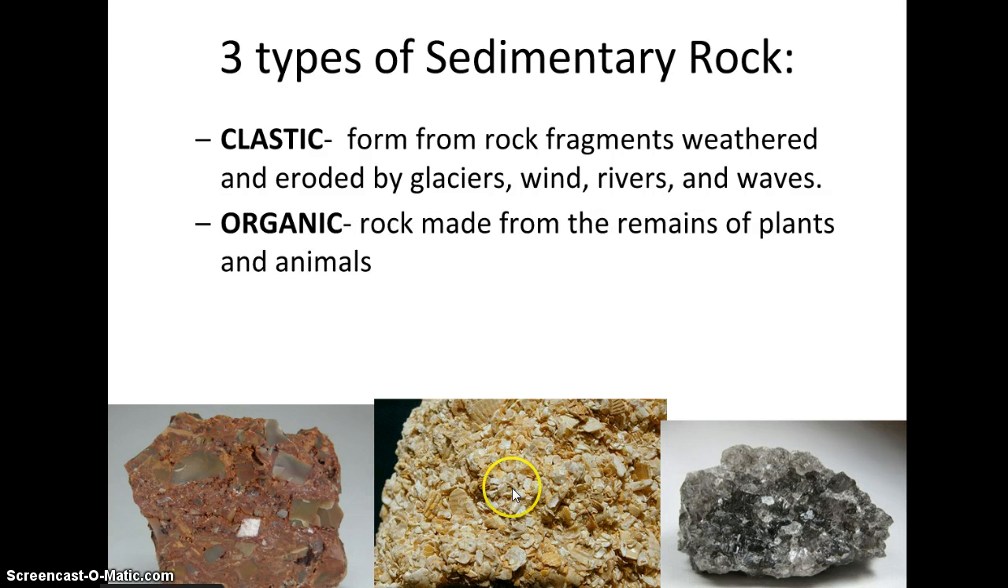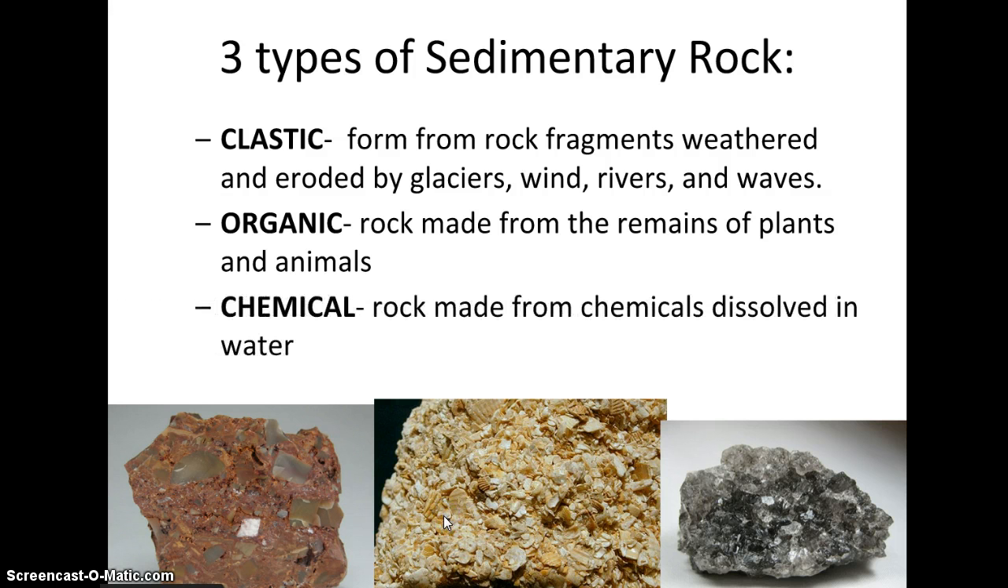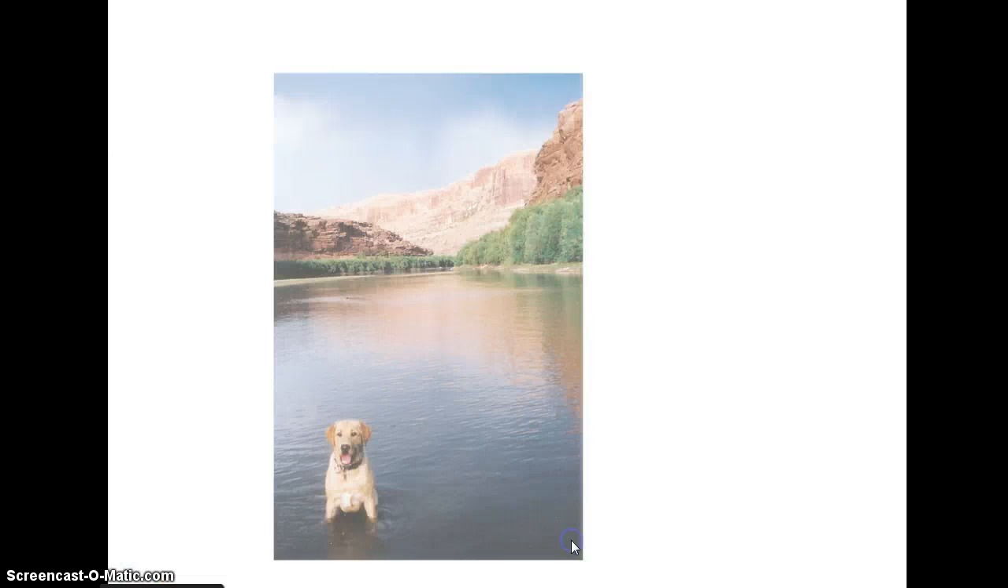Organic sedimentary rocks are formed from the remains of plants and animals, and this is called breccia, and you can actually see the little shells in there. Limestone is another example, formed from the organic material from other organisms. And then finally, you can have chemical sedimentary rock, which is rock made from chemicals dissolved in water. That's called rock salt, and that's a classic example of chemical sedimentary rocks.